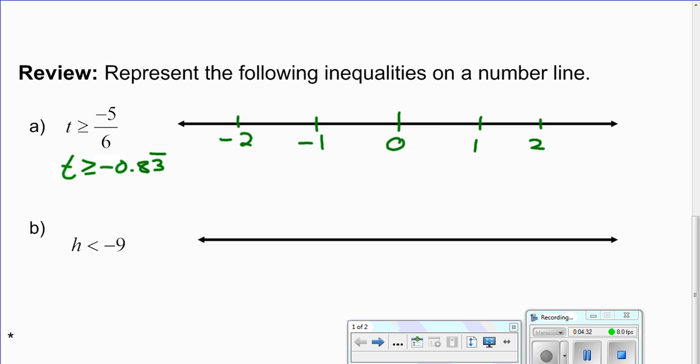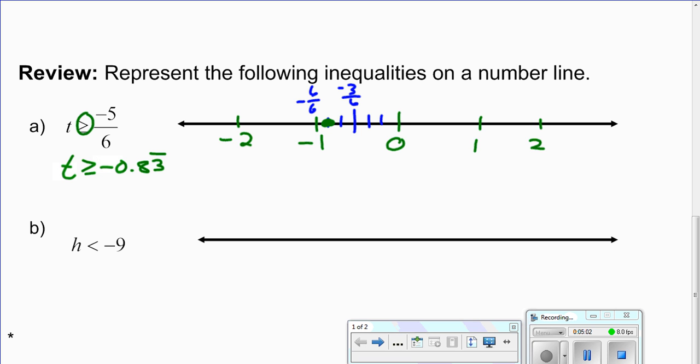Okay, you don't have to have a ton of values on your number line. So it's going to be somewhere between 0 and -1. Then I'm going to take 0 to -1 and split it up into 6ths. Halfway would be 3 6ths. So that's 1 6th, 2 6ths, 3, 4, 5, and then -1 would be -6 out of 6. And so this is -5 out of 6.